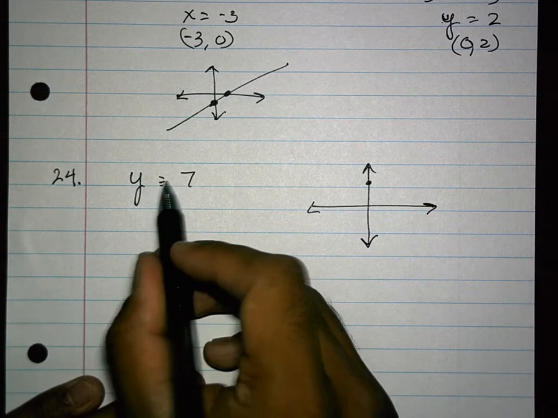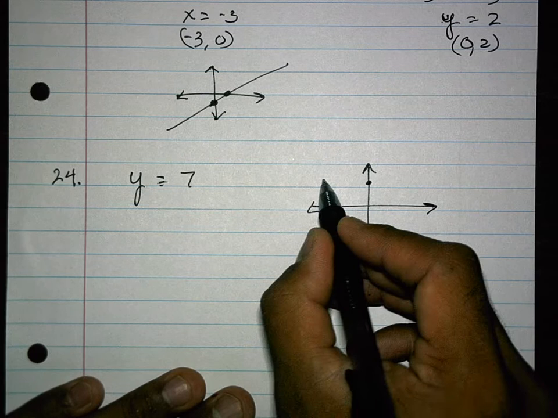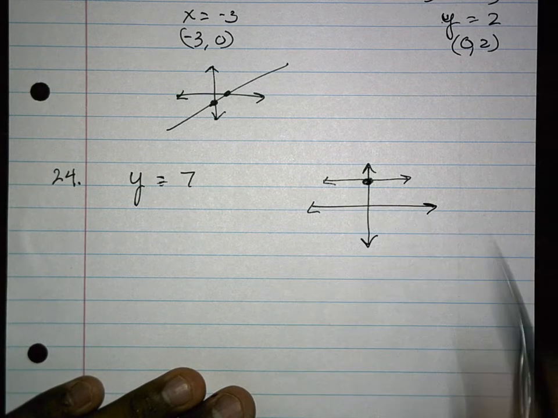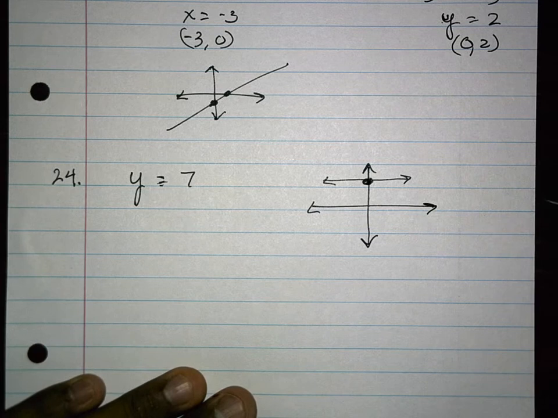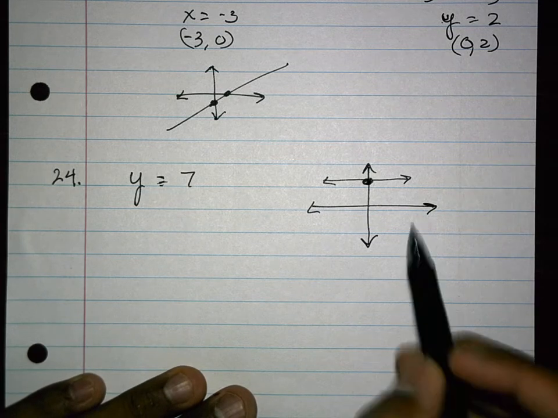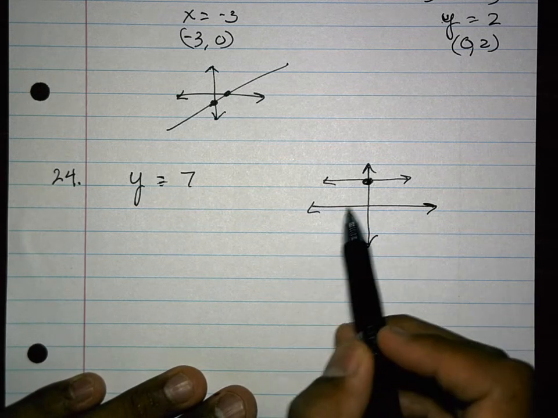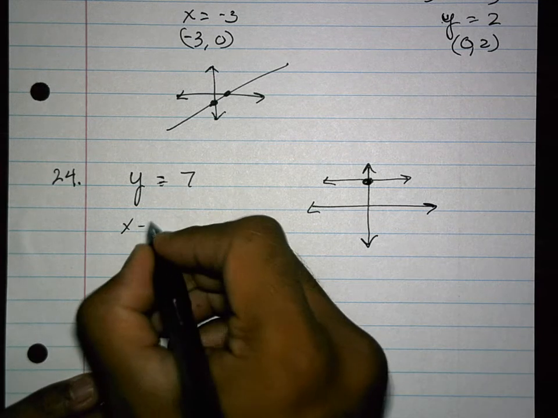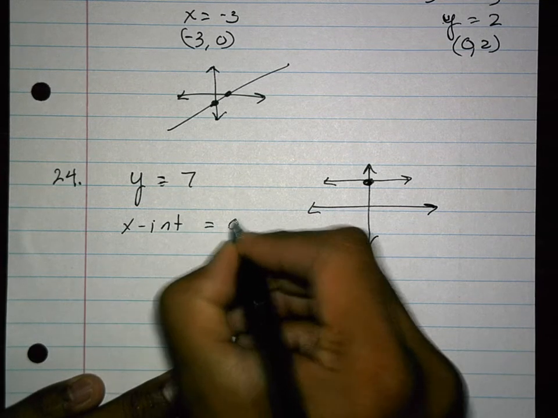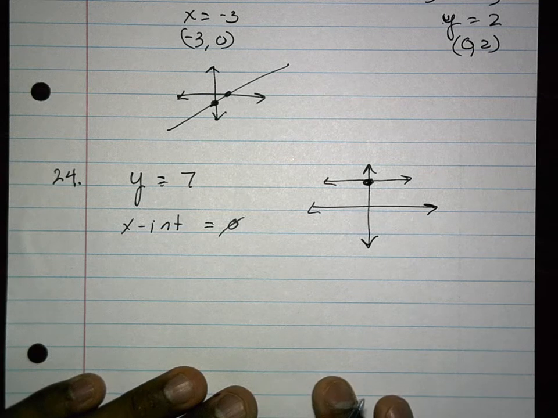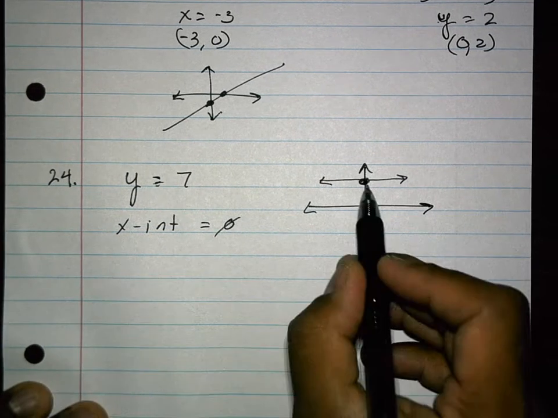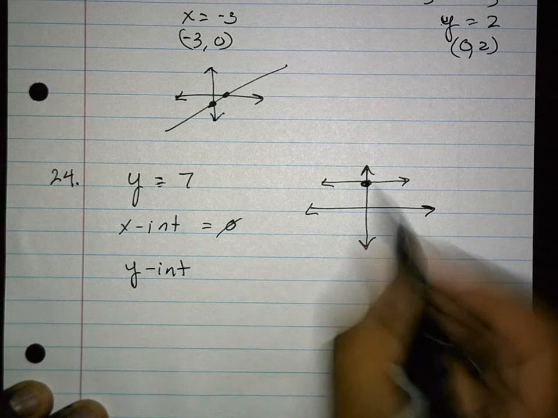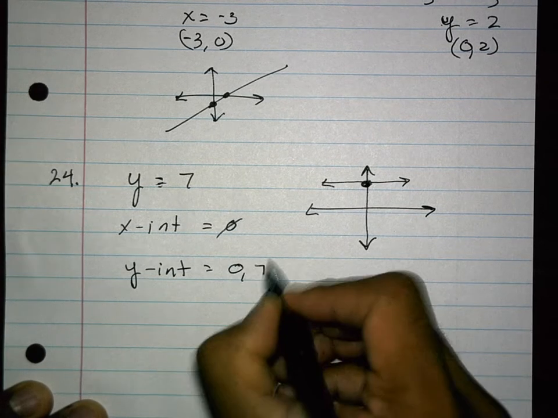And these y equals lines are horizontal lines. Remember how we graph these? Horizontal lines. So looking at this line, it is never going to have an x-intercept because it runs parallel with the x-axis. So for the x-intercept, there's no solution. It doesn't cross the x-axis. However, it does have a y-intercept, and it's 7. So the y-intercept is just that coordinate point right there, (0, 7).